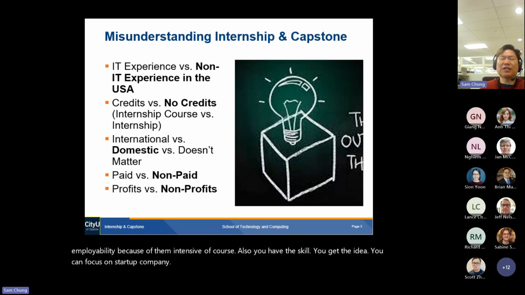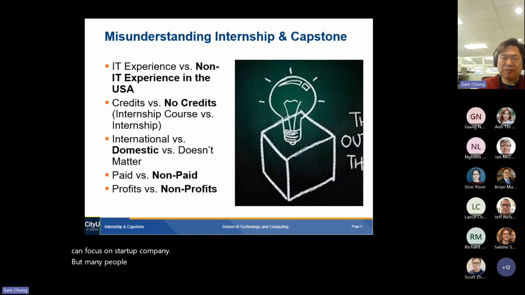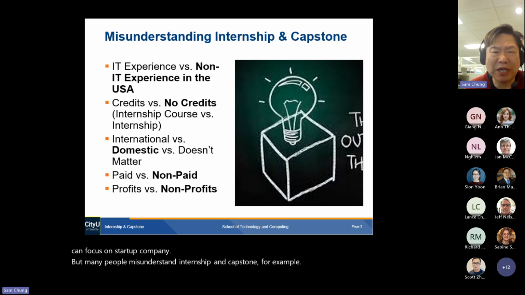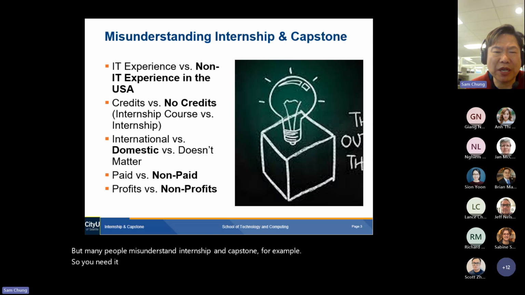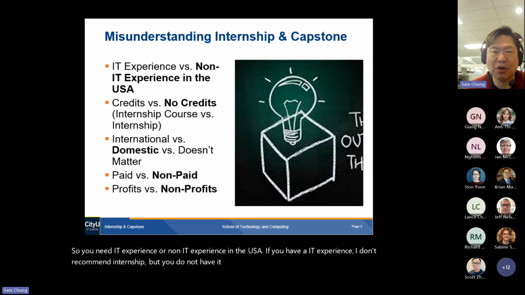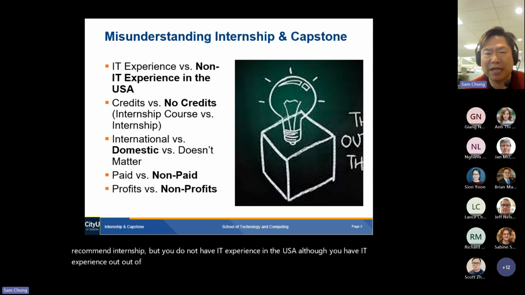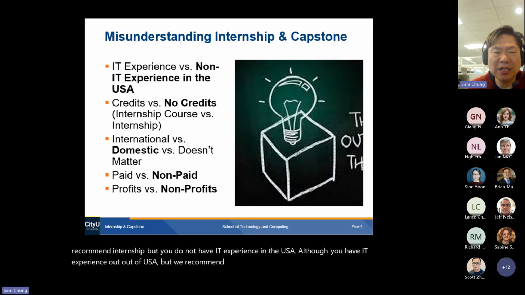But many people misunderstand internship and capstone. For example, do you need IT experience or non-IT experience in the USA? If you have IT experience, I don't recommend the internship. But if you do not have IT experience in the USA, although you had IT experience outside the USA, we recommend that. Second, is it credit or no credit?